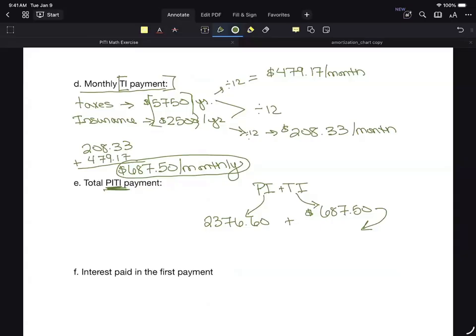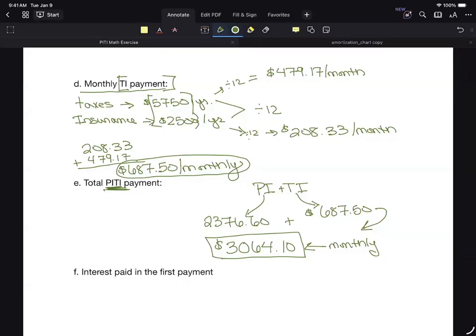And so that means our PITI amount would be 687.50 plus 2376.60, which is $3,064.10. There we go. Good. You feel better about that now? Yeah, I feel much better about that.